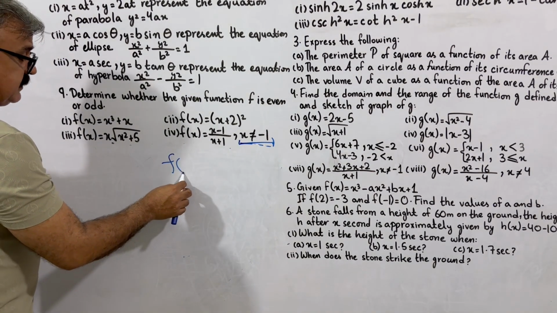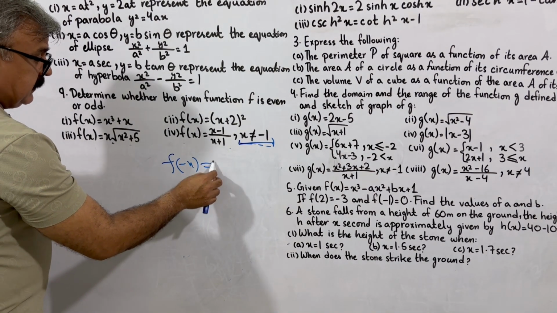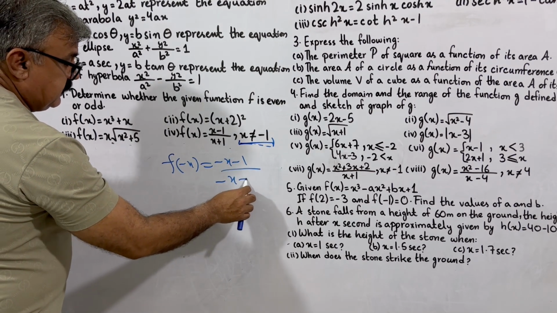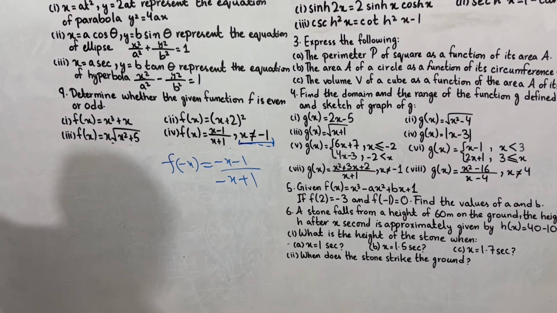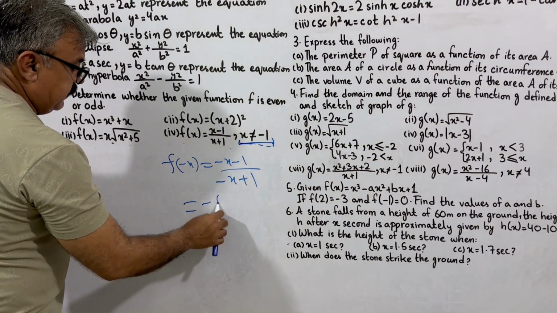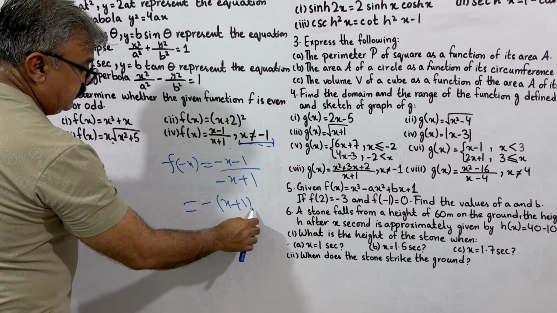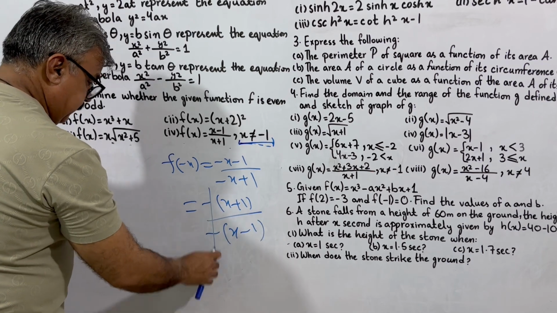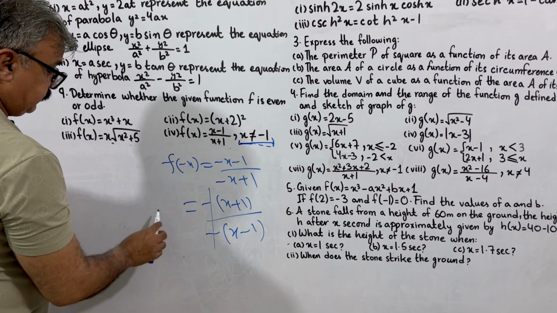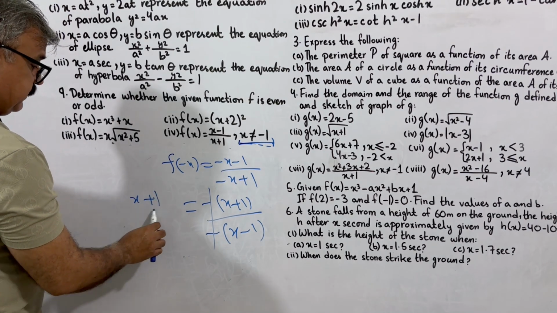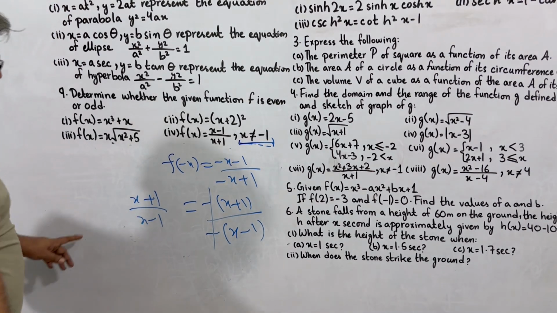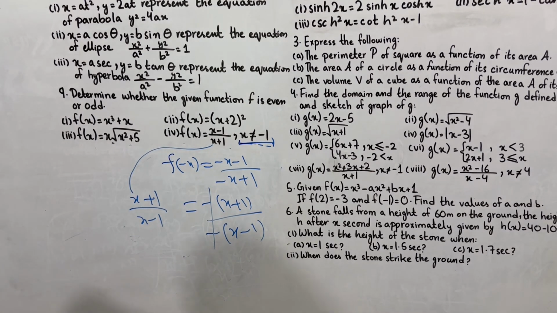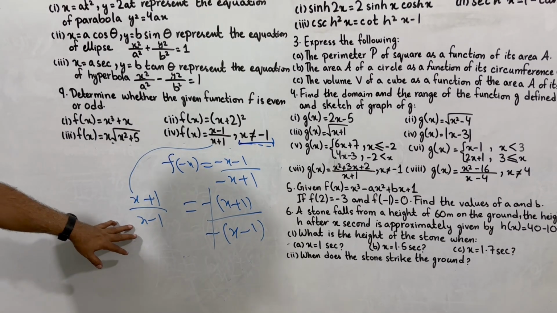Replace x by minus x. Here, minus x minus 1 over minus x plus 1. Okay, cool. Taking minus common from the numerator, I have x plus 1, and from the denominator, taking minus common, it will become x minus 1. Minus minus cancelled out. What I have is x plus 1 over x minus 1. Look at this. The function is not the same.